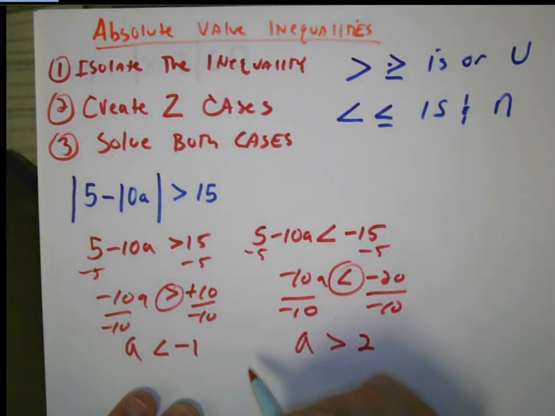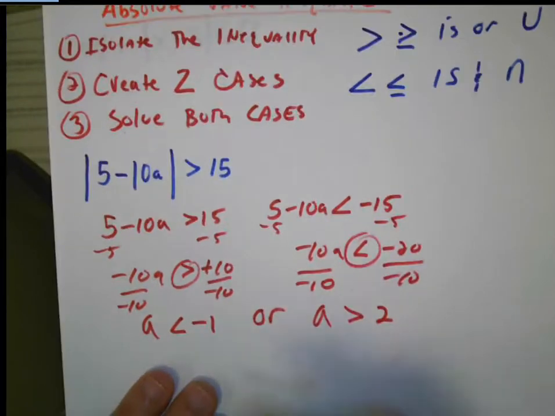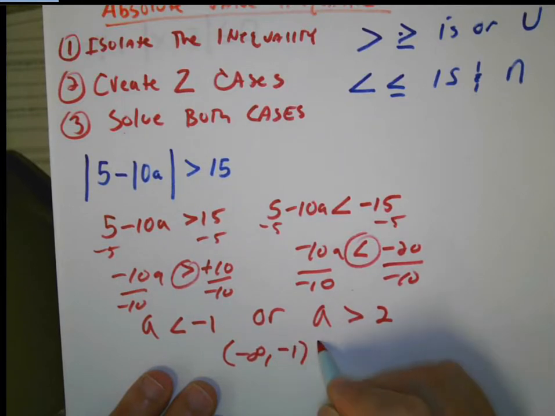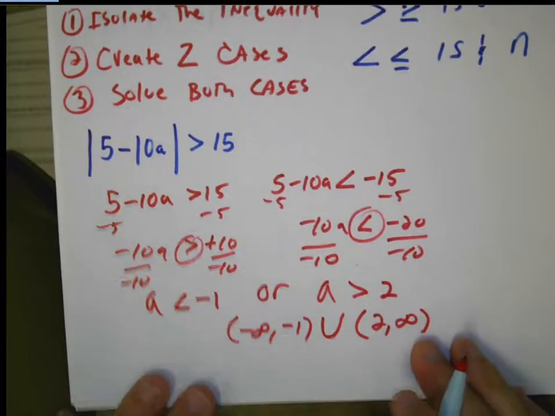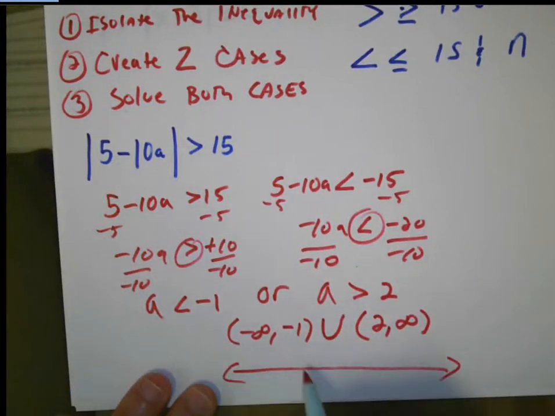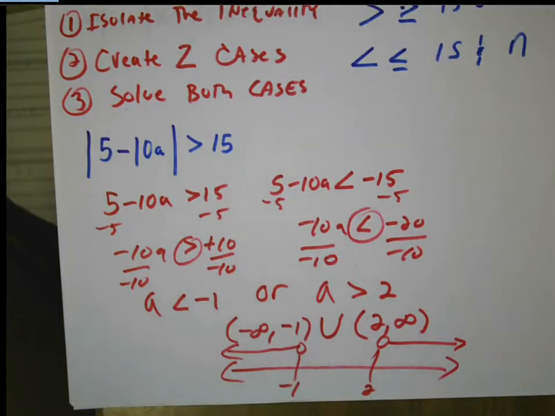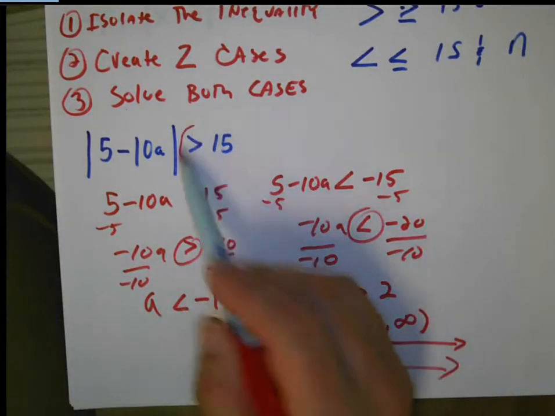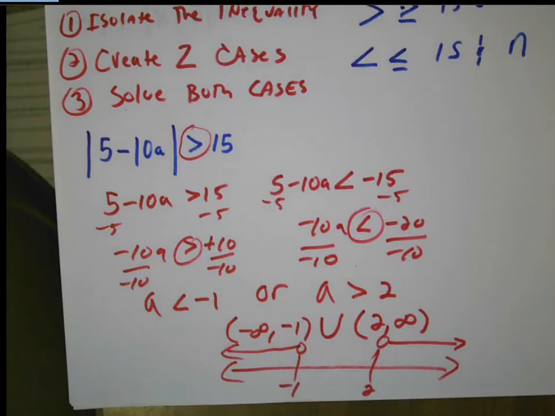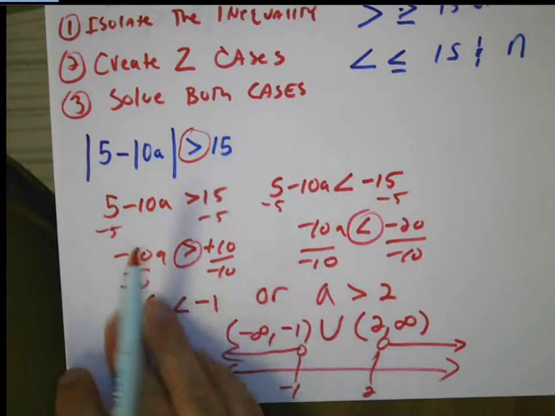And this is an OR. So what does it look like? You're going to say negative infinity to negative 1 union 2 to infinity. And then on a number line, it looks like this. Here's negative 1, open circle, you're going that way. Here's positive 2, open circle, you're going that way. But we started this out, this is an OR because of from the jump right there, if that makes sense. We're going to have another couple of examples on that.